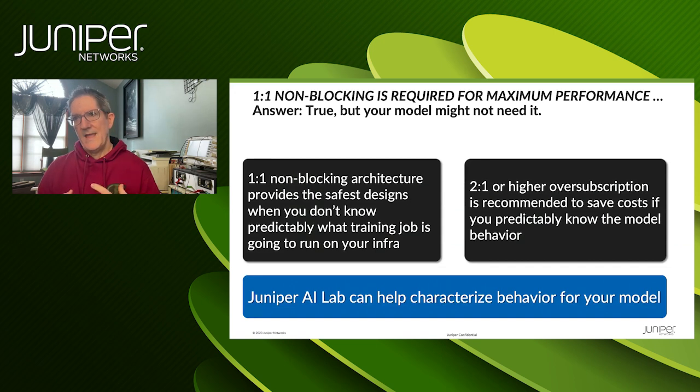Now, at Juniper, we recommend going with a full non-blocking architecture for a few reasons. One is that, if you're building out even a modest sized network, you're going to spend tens or hundreds of millions of dollars. And most of that is in the GPU compute nodes.